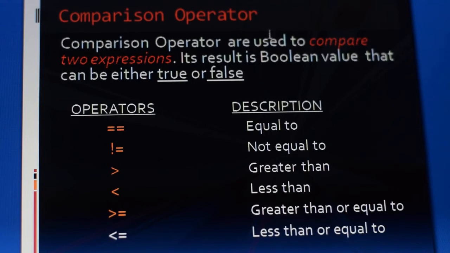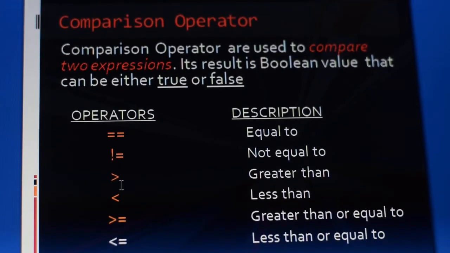Next is comparison operator. Comparison operators are used to compare two expressions. It results in true or false. It results in a Boolean value, that is either true or false. The comparison operators are equals to, not equals to, greater than, less than, greater than or equals to, or less than or equals to.